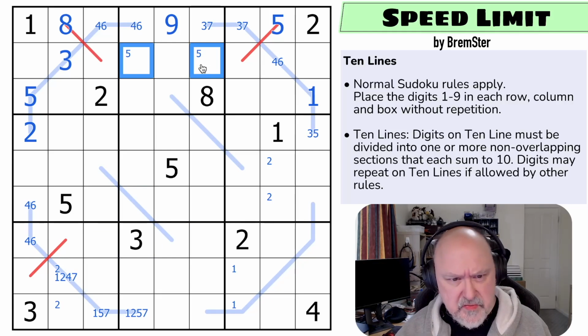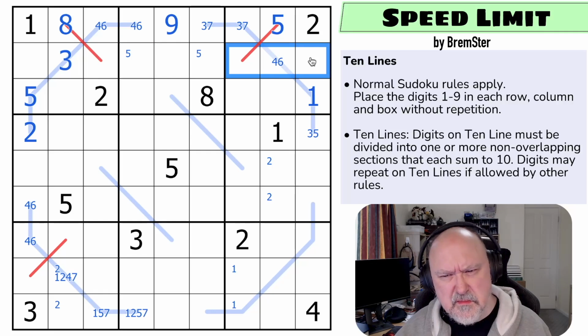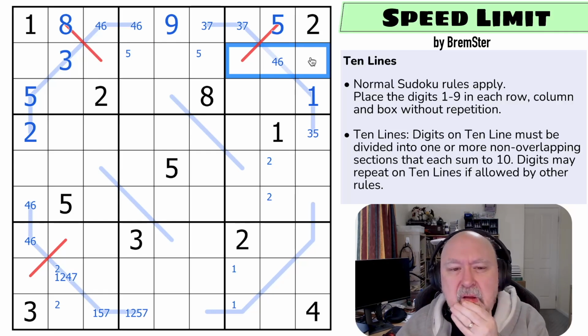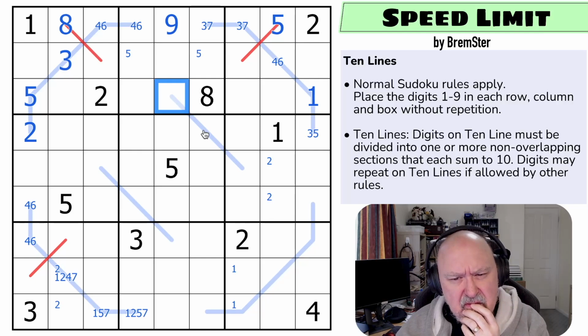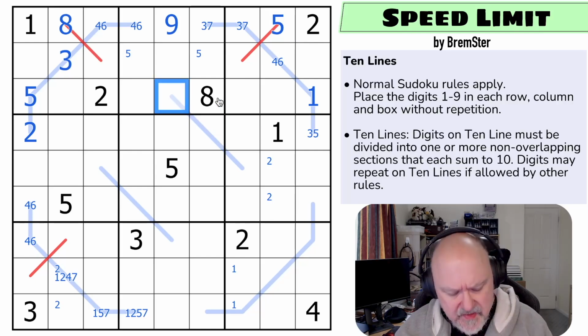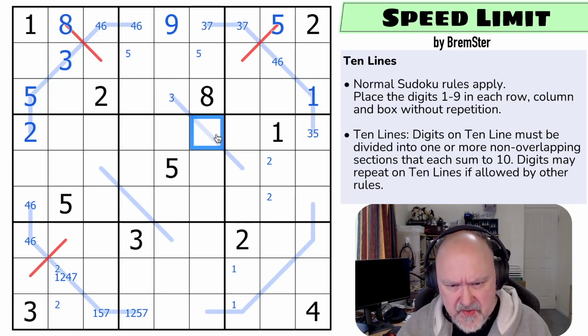Five is in one of those two. 3. Okay. 1 is up here as well. So what's the minimum here? Am I looking at minimums? The minimum here is 3. The minimum here is 3. So the maximum here is 4.